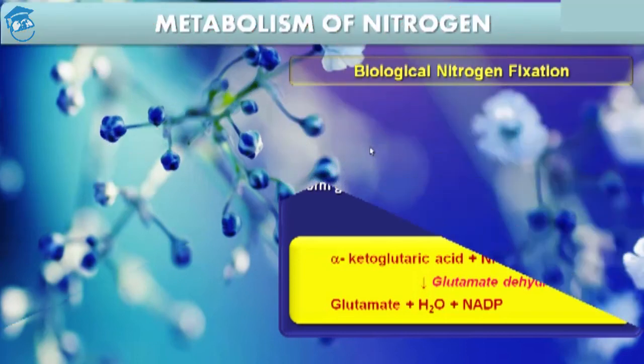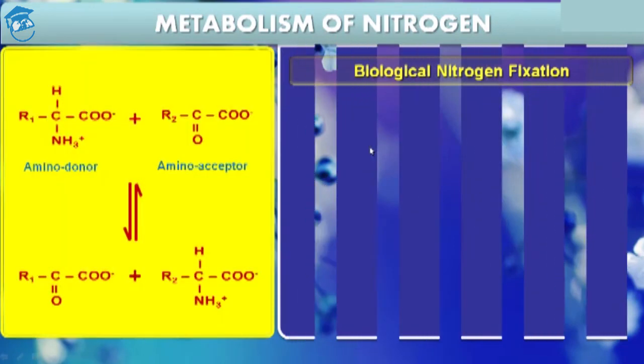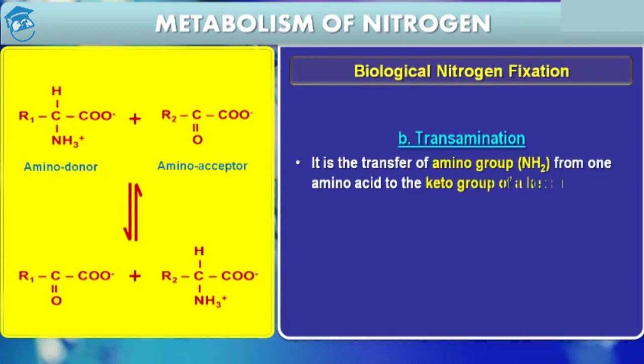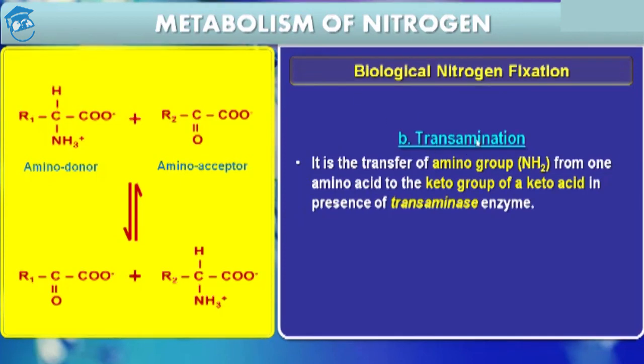And then comes your transamination, students. What is transamination? It involves transfer of an amino group from one amino acid to the keto group of a keto acid. So it is a transfer of an amino group. That's why it is called transamination, because transfer of an amino group takes place from one amino acid to the keto group of the keto acid in the presence of transaminase enzyme.